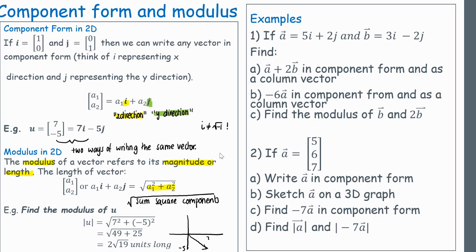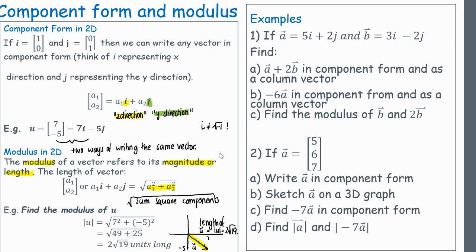For instance, for our vector 7, minus 5, we can find the length by taking the square root of 7 squared plus minus 5 squared, and we'll get 2 root 19. That means for our vector u, I know its length from the origin to its final point is 2 root 19 units long. Sometimes we denote the length by two absolute value signs around our vector.